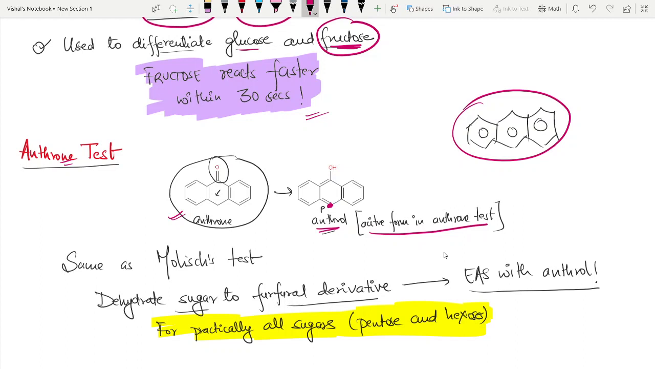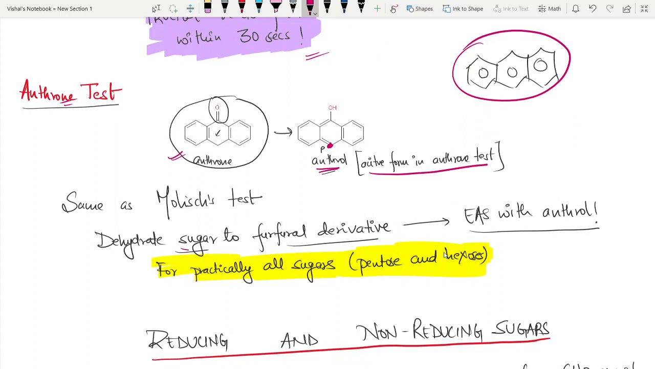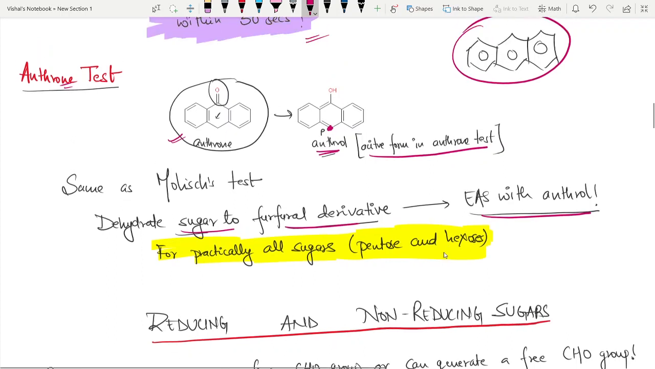In naphthol we had a similar kind of molecule, but here we have anthrone, and this is the site where electrophilic aromatic substitution will occur, because we are going to use the dehydrating agent also in this test, just like the Molisch test. So dehydrate the sugar to a furfural derivative, and then EAS with anthrol, and then you will get another dye which will be of some color. So this is also for practically all sugars, pentoses and hexoses to be more exact.